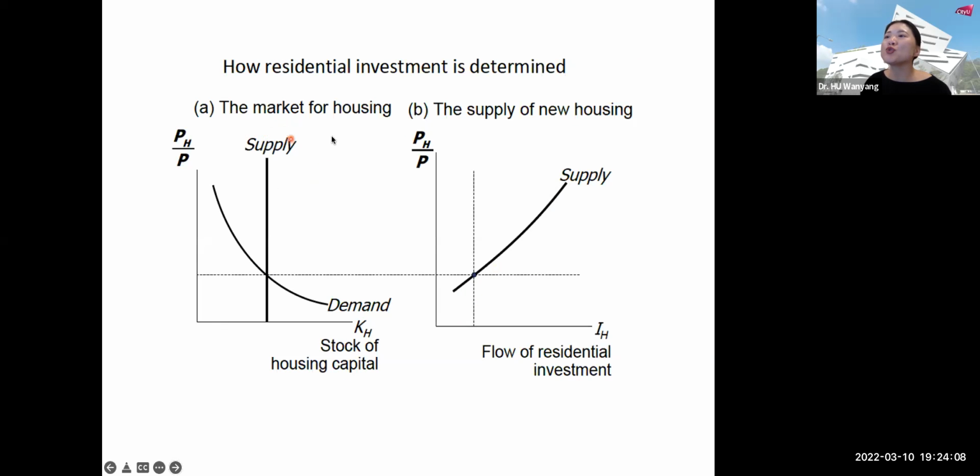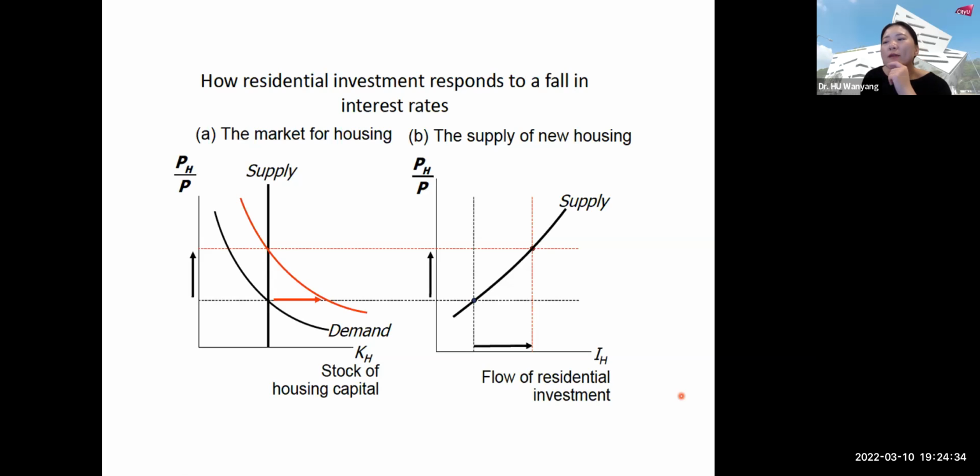So now we have two markets for housing. This is the market for the housing stock. This is the market for the flow, or the supply of new housing, a flow measurement, the flow of residential investment. This one is the traditional supply and demand. This one is the upward sloping supply curve. Okay, this is a part of our FDW model later.